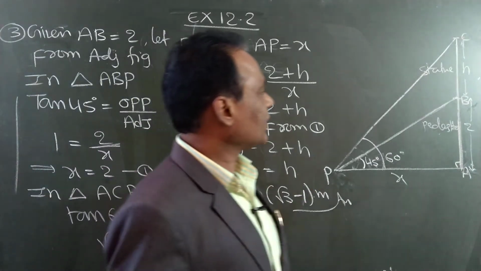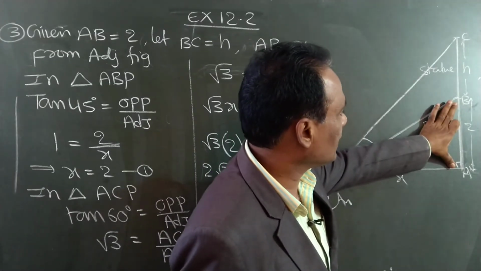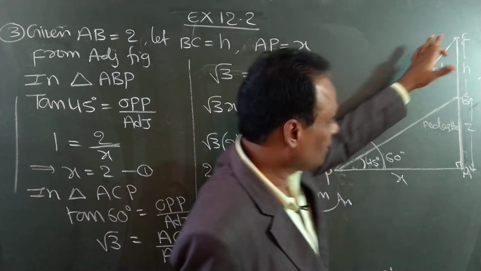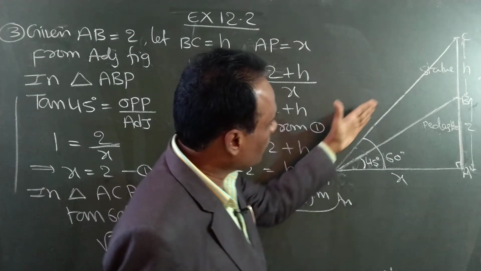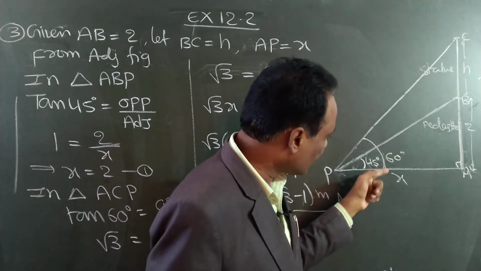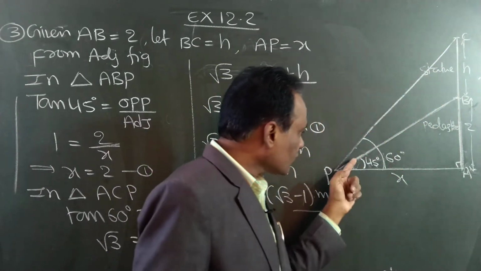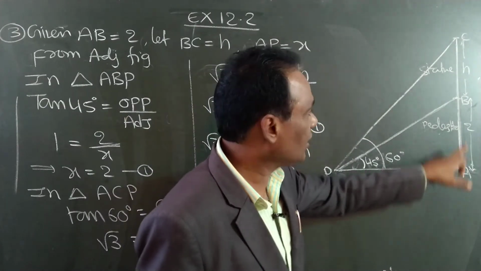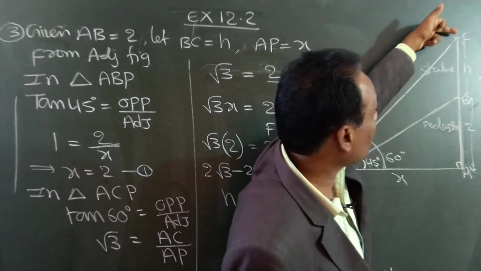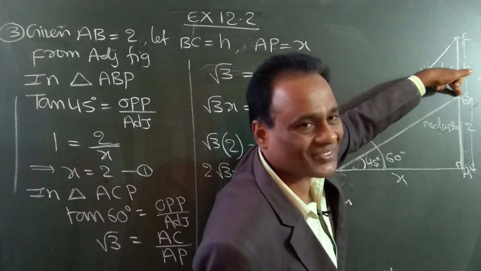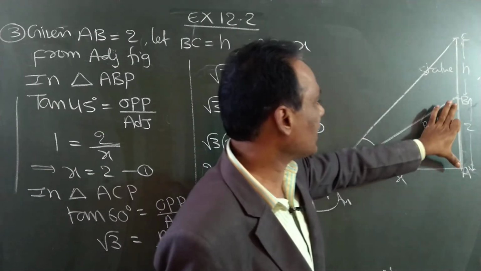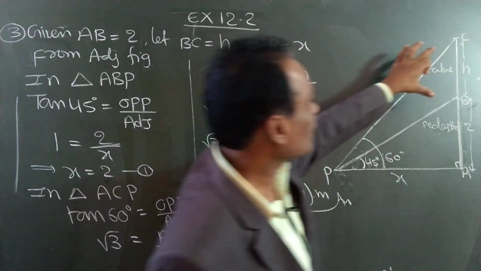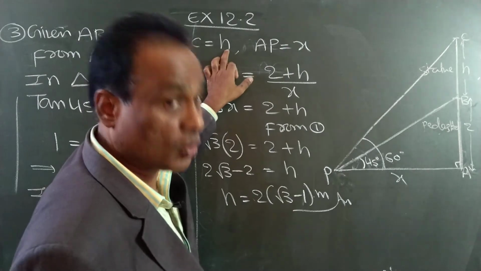So once again, AB is the pedestal. BC is the statue. From here we are observing the top of the statue with angle 60 degrees, and the top of the pedestal with angle 45 degrees. This is the foot of the pedestal, top of the pedestal, top of the statue, foot of the statue. So pedestal height is 2 meters, AB is equal to 2. Statue height is H. We have to find.